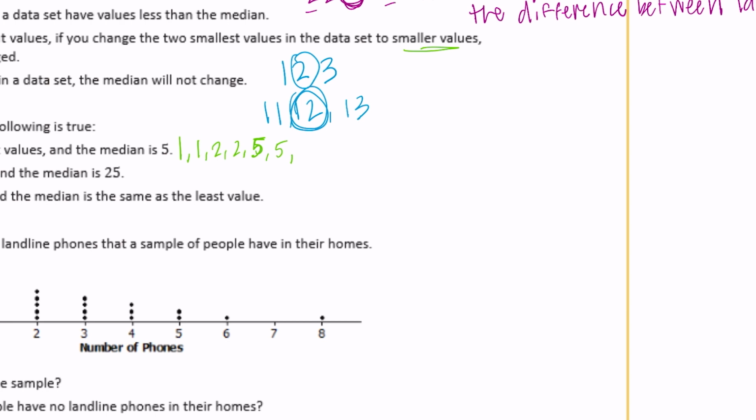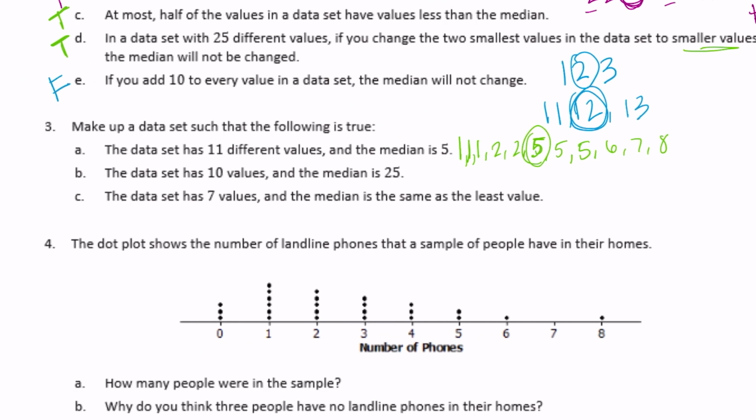Oh, I missed. We need one more digit. I'm going to put another 1 in there. So we have 3 1s, 2 2s, a 5, a 5. Let's go with another 5, a 6, 7, and an 8. So is that 11 numbers? 1, 2, 3, 4, 5, 6, 7, 8, 9, 10, 11. Yep. And the median is 5. There are lots of different answers for that. Just 5 needs to be in the middle.